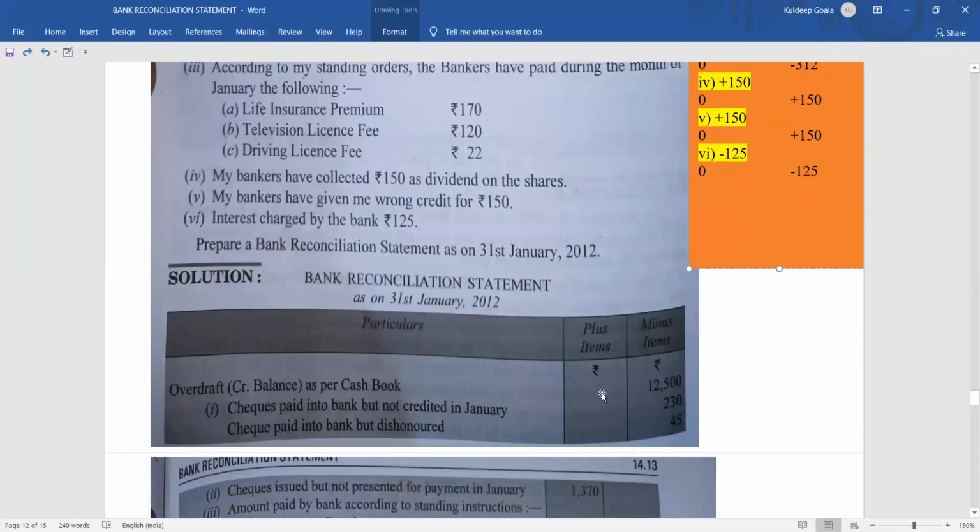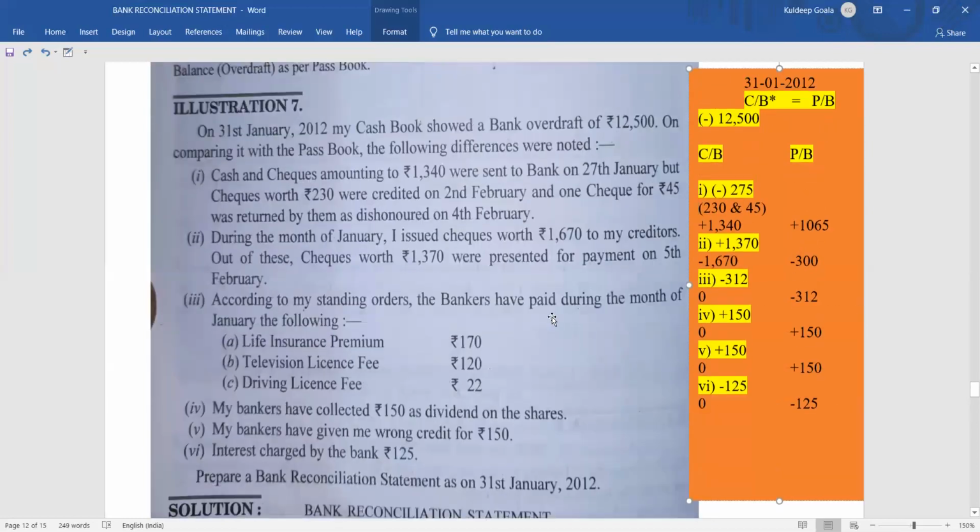So it came here. Then again coming to the next one, the second one, what is the change, how it is adjusted, plus 1370. So how will you do that? Let's see what is here. During the month of January I issued checks of this much. Checks were issued to creditors but were not presented, right?